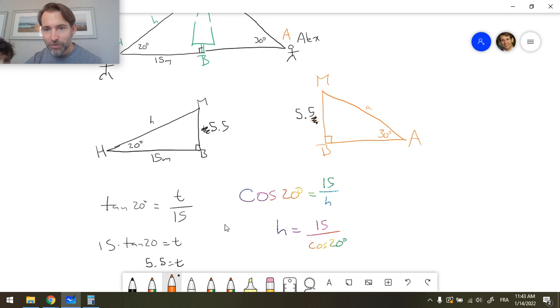5.5. Related to A, this is opposite over hypotenuse, so that's SOH. Sine is opposite over hypotenuse. So sine 30 is equal to 5.5 over H. Okay? Over A. I'm sorry, over A, not over H, over A.